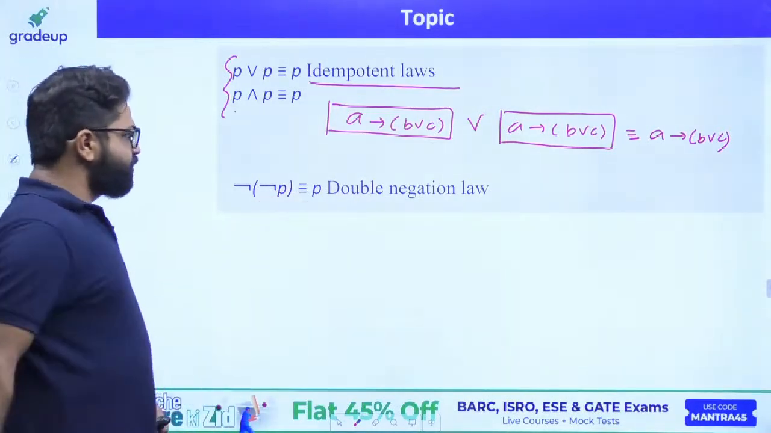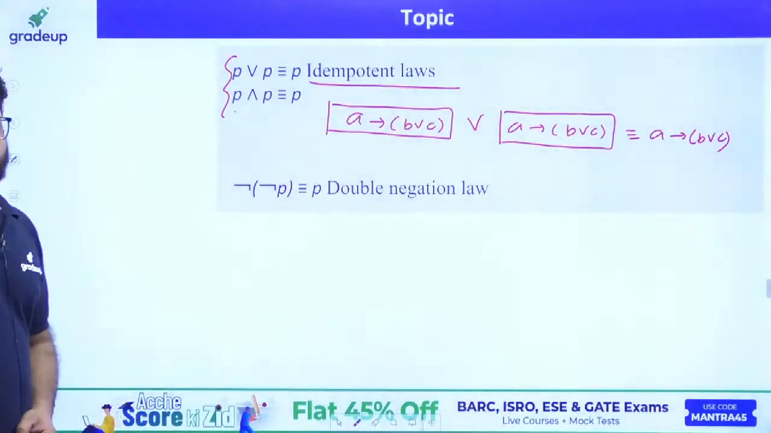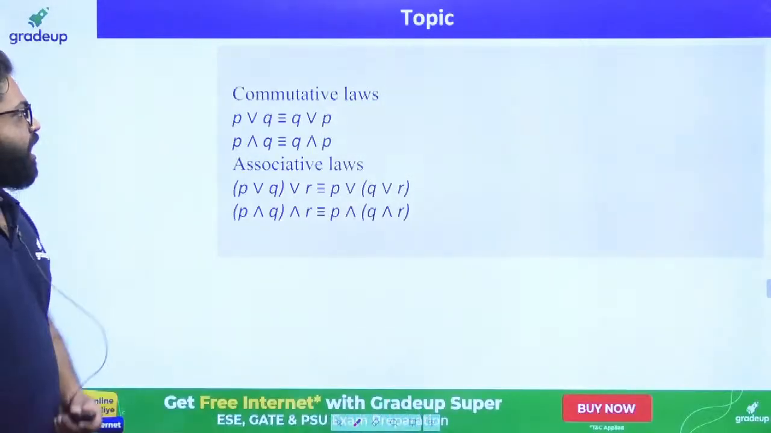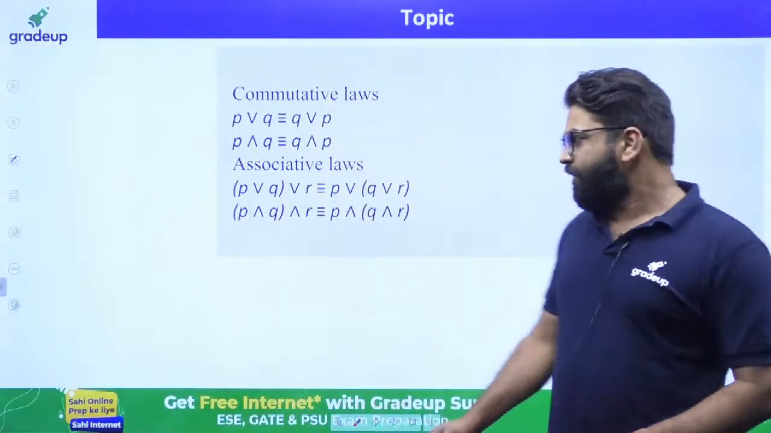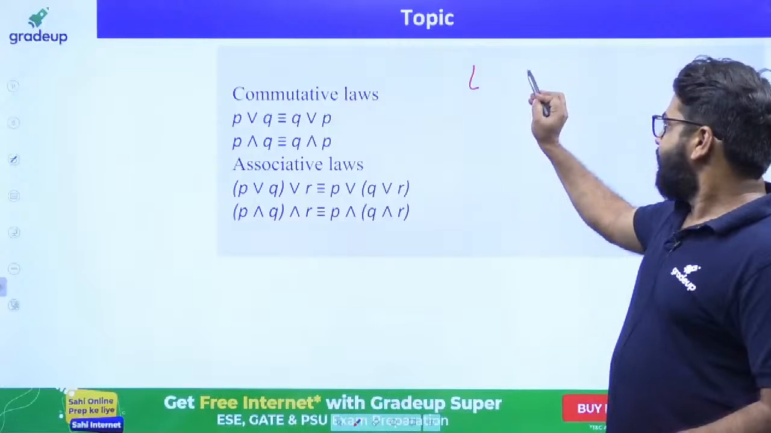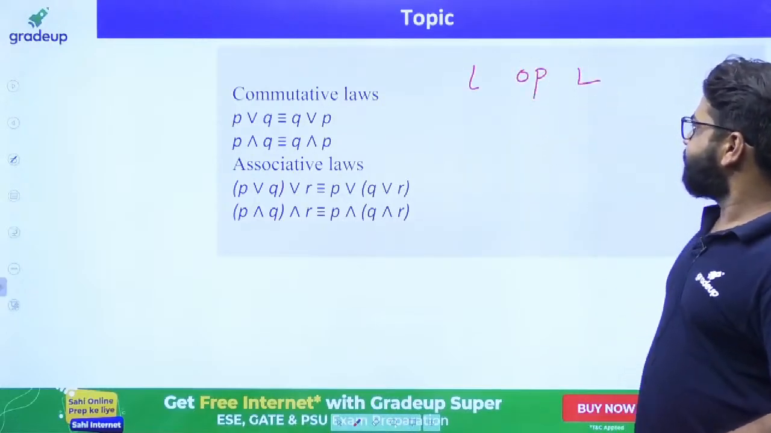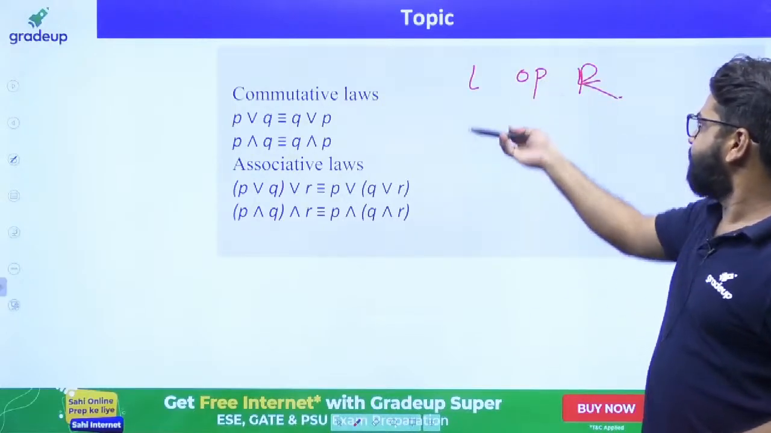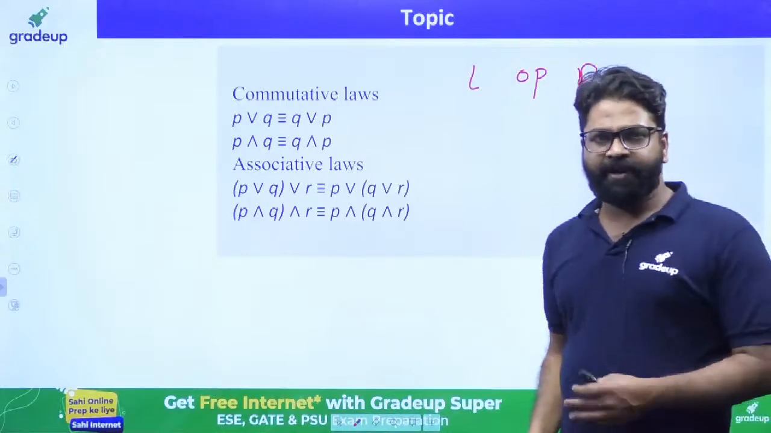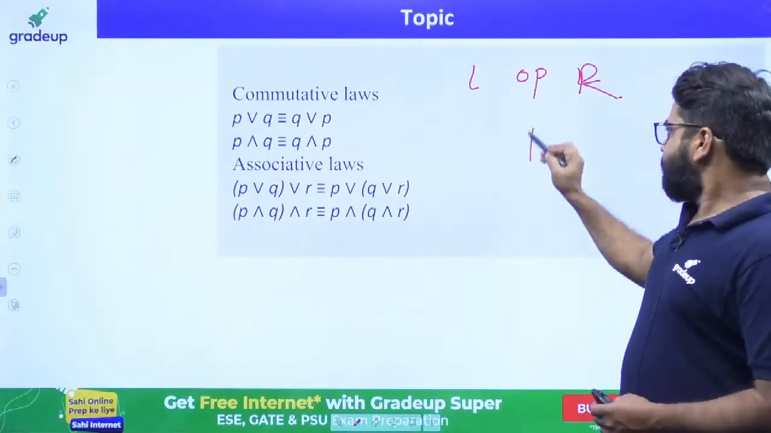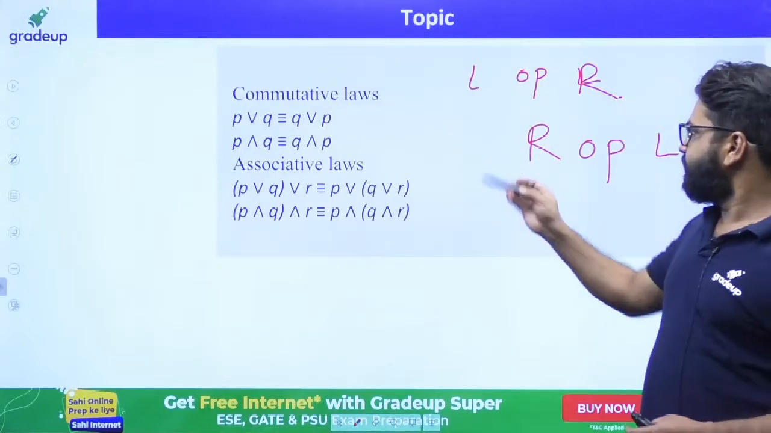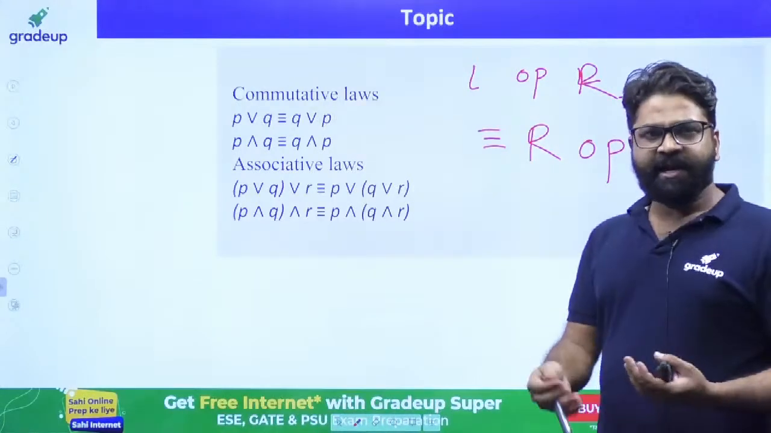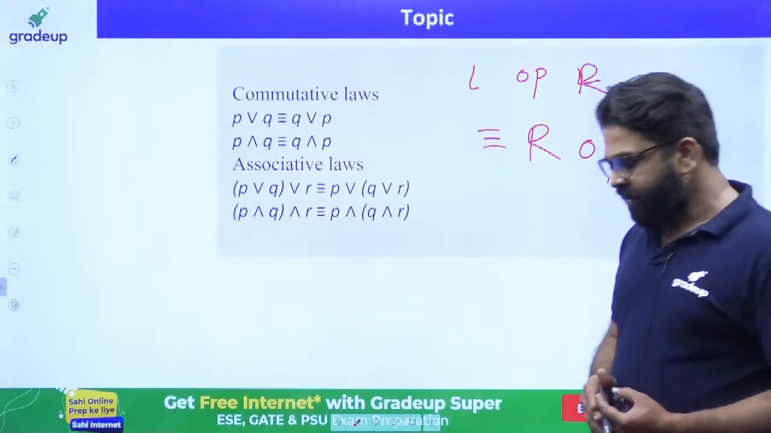Double negation, that also everybody knows, negation of negation of P will give you P. Commutative laws. So let me tell you about commutatives. If you are writing something on the left side, then an operator, and then something on the right side, and if you change it to the right side, then the operator, and then the left side, and these two things are the same, then we can say that it is satisfying the commutative property.